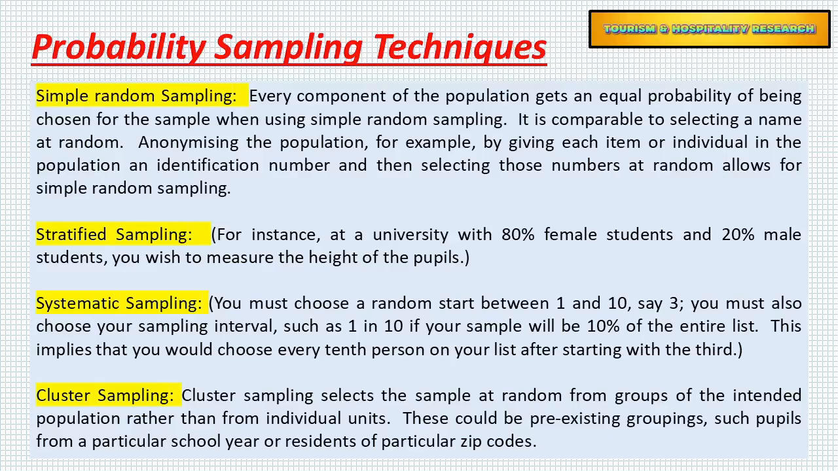So I would be selecting, for example, cluster A, cluster B. So all the elements in cluster A will be participating in my study. All the elements in cluster C will be participating in my study. So if I select cluster A and cluster C, I leave out cluster B, I will be selecting all the elements of cluster A and cluster C. I hope it's quite clear now.